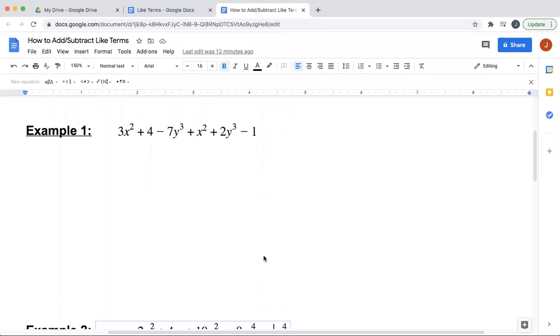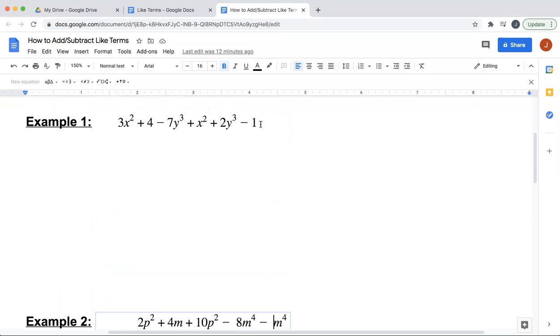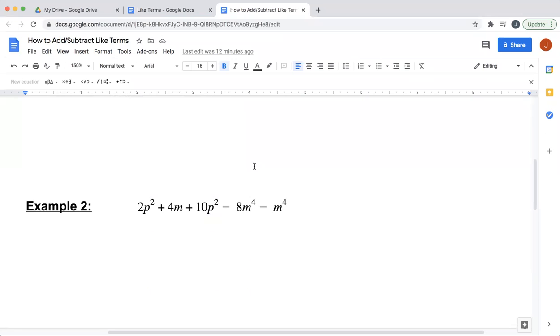So for the second problem, we'll be applying the same steps. So we have this expression here, and we'll begin. Again, step one is to identify those terms that are like terms. So for example, here I see that we have a 2p to the power of 2, which has the same power and the same variable as the 10p to the power of 2. Those are like terms.